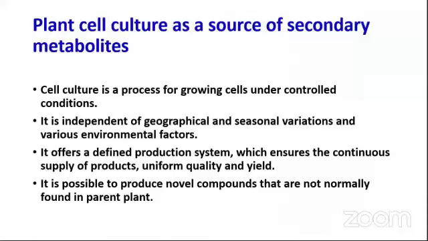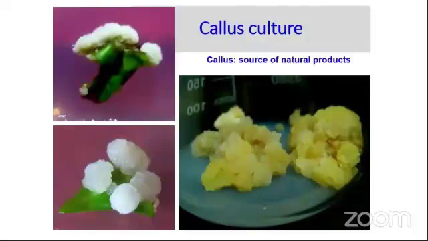Cell culture: instead of complete plants, only cells can synthesize the secondary metabolites, and these can grow without depending on any environment. They are independent of geographical and seasonal variation. So cell culture is another aspect of secondary metabolite production, which we commonly practice in our lab.